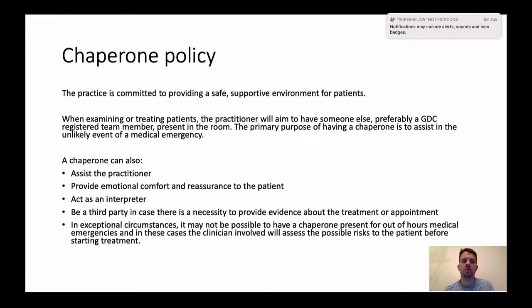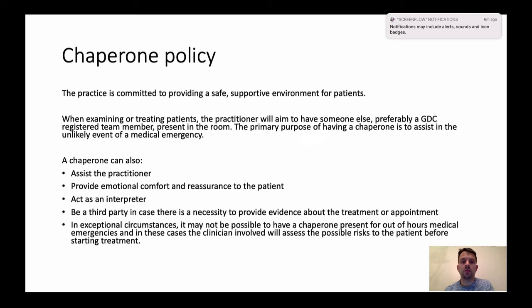the chaperone is going to assist us. They're going to provide emotional comfort and reassurance for the patient, especially while you're concentrating as a dentist. That can be really useful if the nurse is looking out for little tell-tale signs that the patient's struggling a little bit and we need to take a break for a moment. A chaperone can sometimes act as an interpreter, and can be a third party in a case where they need to provide evidence about a treatment or appointment and what's happened in a scenario.